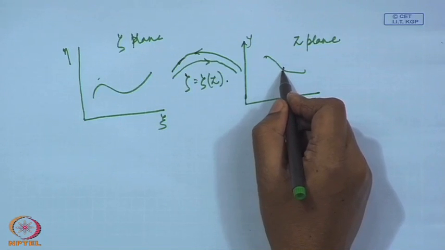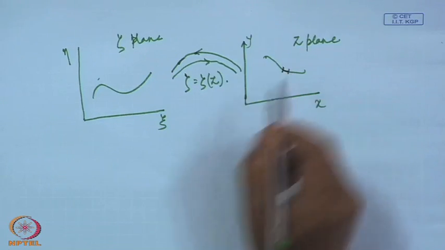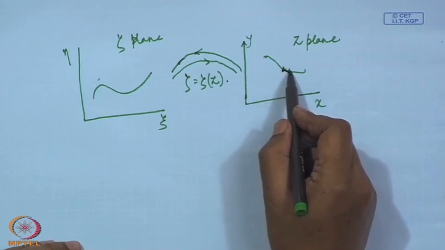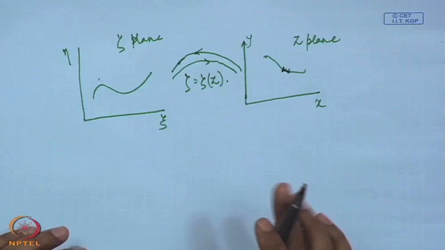Think about a small segment of a length in the z plane. What will happen to this length segment because of this transformation? This small segment we can call delta z. What will happen to it in the zeta plane?